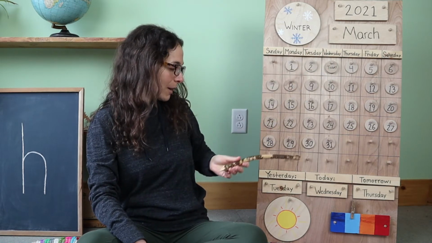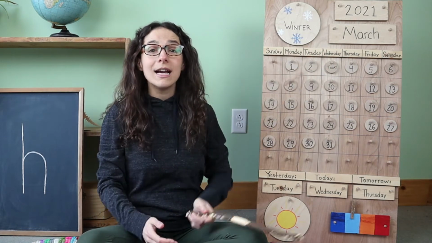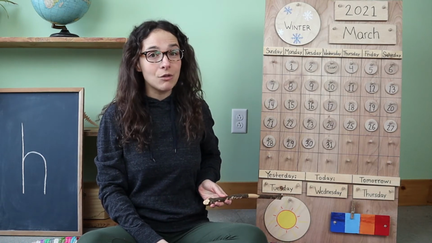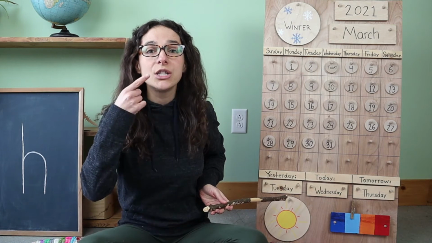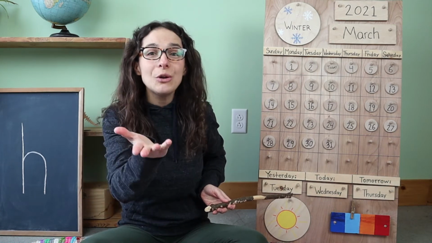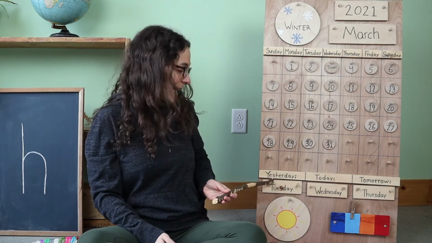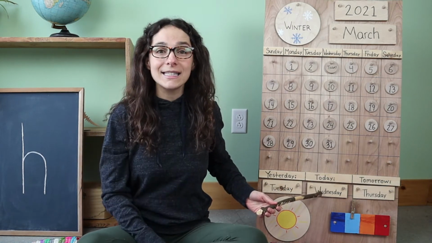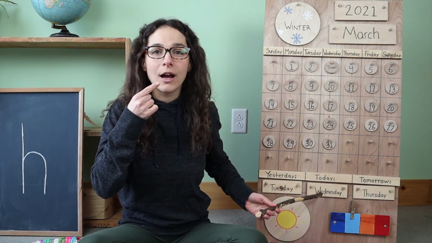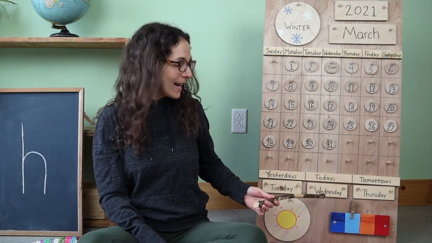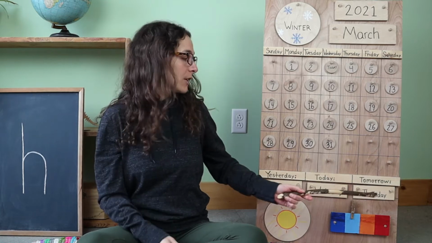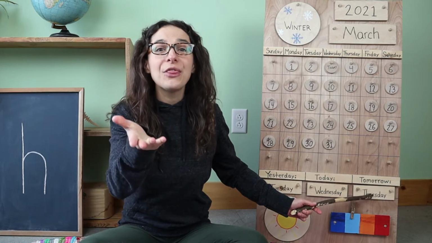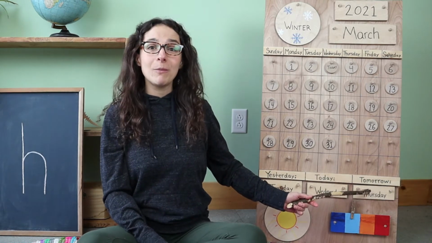Let's travel down to the bottom of the chart. Right here. Does anybody remember what the day was yesterday? I'll give you a clue. Yesterday was Tuesday. You're right, friends. Yesterday was Tuesday. So that means that today is Wednesday. You're right. Today is Wednesday. So tomorrow will be Thursday. Tomorrow will be Thursday.